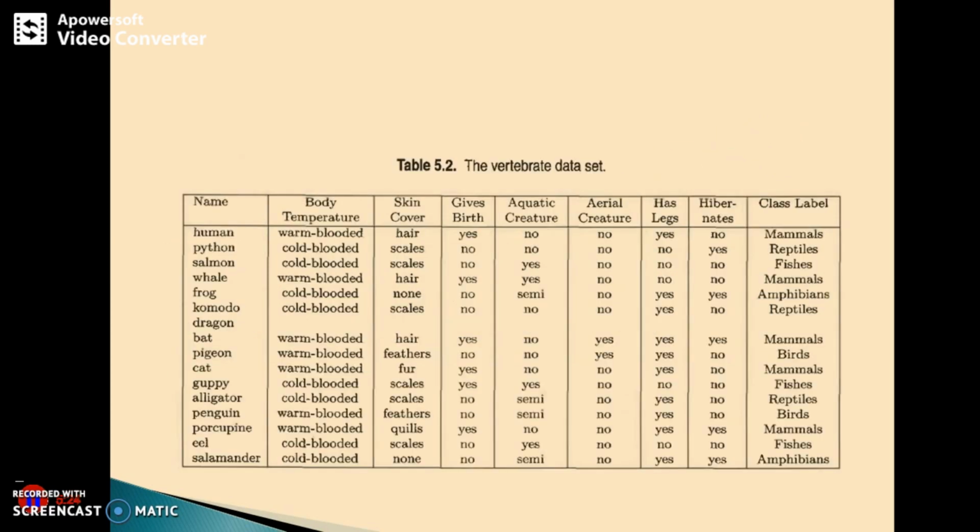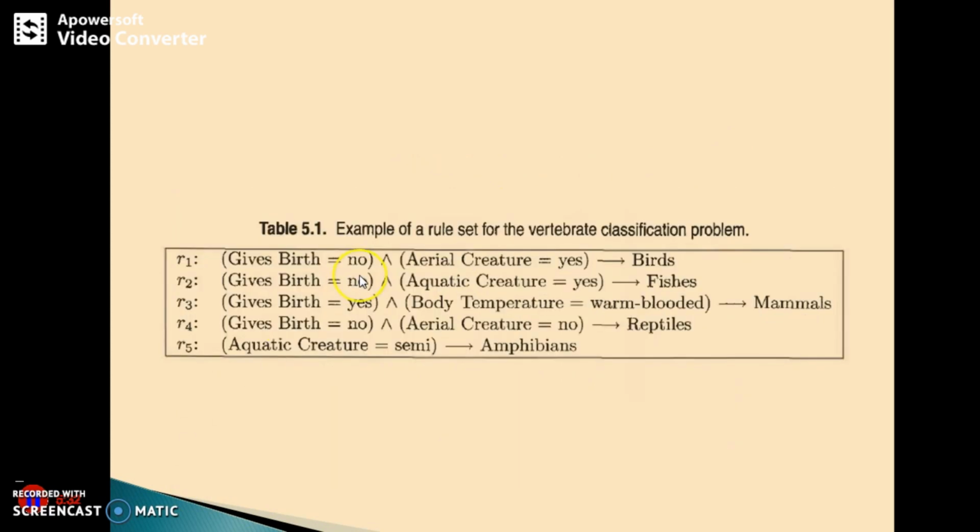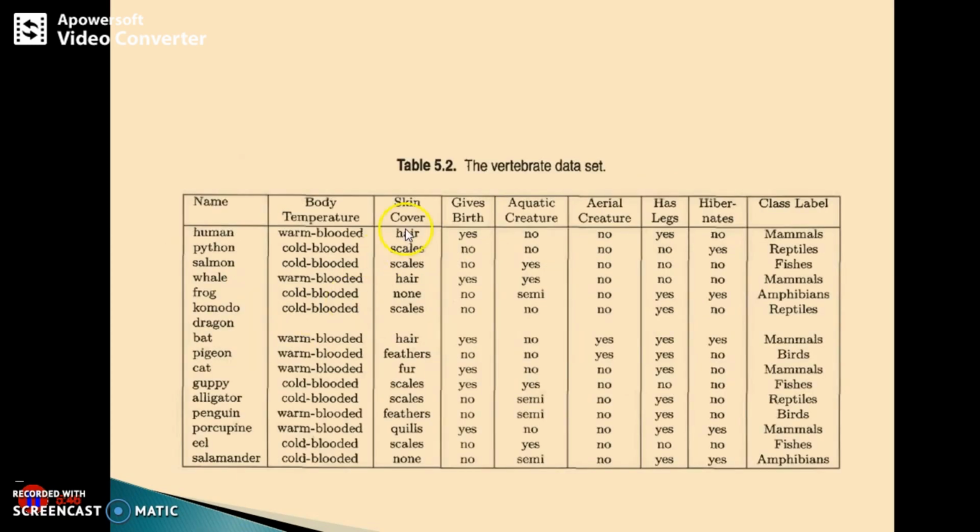I got around 4 records which satisfy this particular rule. Similarly, I can write some more rules here. Some sample rules are written. Rule 1 says gives birth is equal to no, and aerial creature is equal to yes. If it's an aerial creature and not giving birth, then the class group it belongs to is the birds group. So we can see whether there are such records.